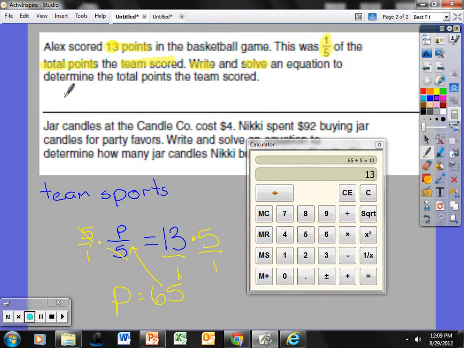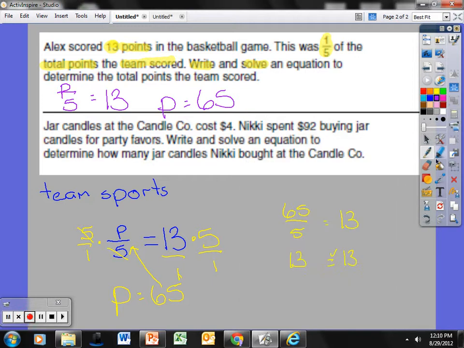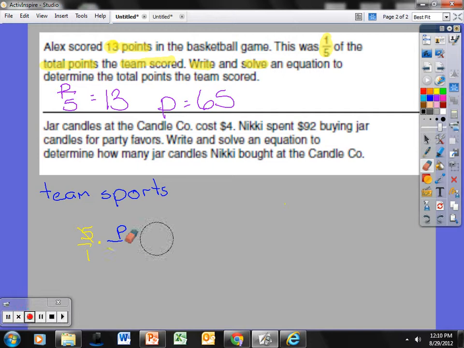If I were writing my answer on an assessment that I may see in the future, my equation would be, and again the variable doesn't matter unless of course they tell you to use a specific variable, which sometimes they do, total number of points divided by 5 is equal to 13, Alex's part. P equals 65.